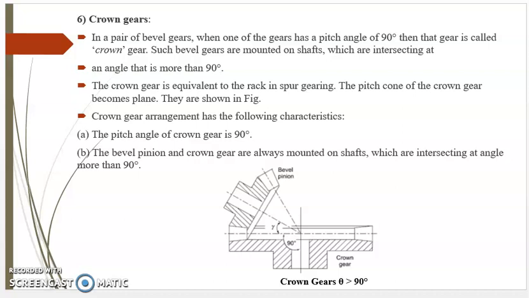Crown gear arrangement has the following characteristics. First, the pitch angle of crown gear is 90 degree. See that this is the crown gear, its angle is 90 degree. The bevel pinion and crown gear are always mounted on shafts which are intersecting at angle more than 90 degree. See that this is bevel pinion, angle is more than 90 degree, that is 90 plus gamma.